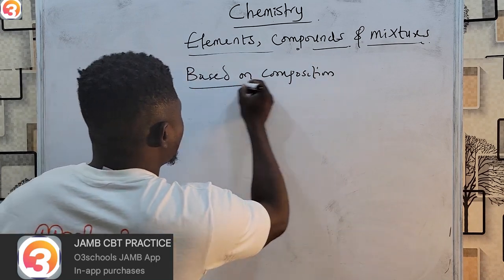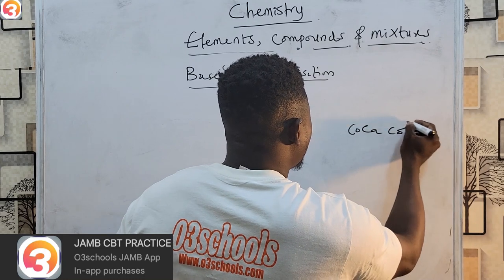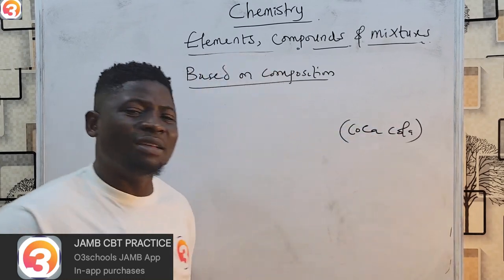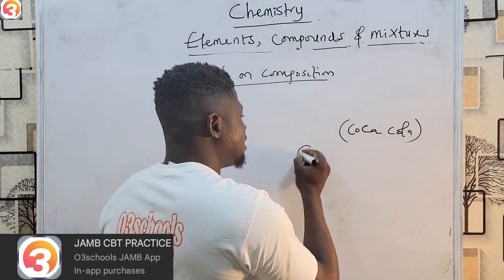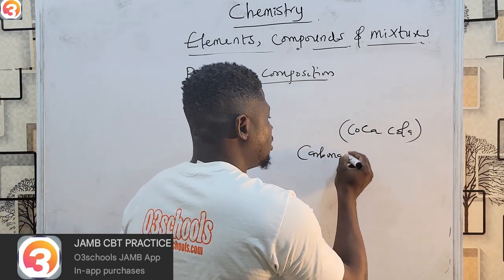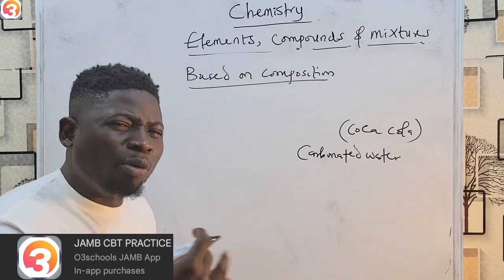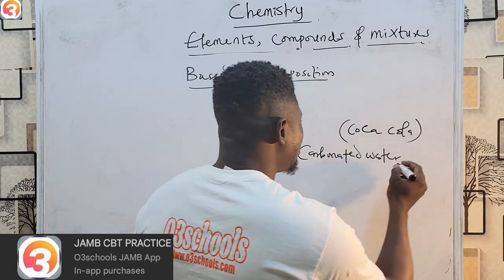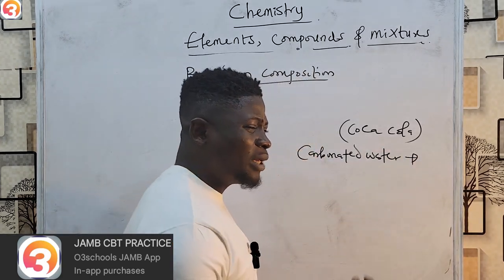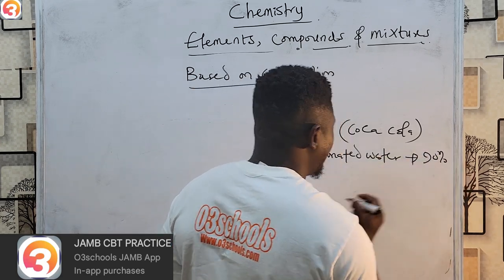So before we talk about this one, another example of a mixture is Coca-Cola. The Coca-Cola you drink every day is a mixture of different things. One of the ingredients here is carbonated water. You know that bubble you see in Coca-Cola once you open it, that is because of this carbonated water. Know that Coke, of course, is made up of 90% water.